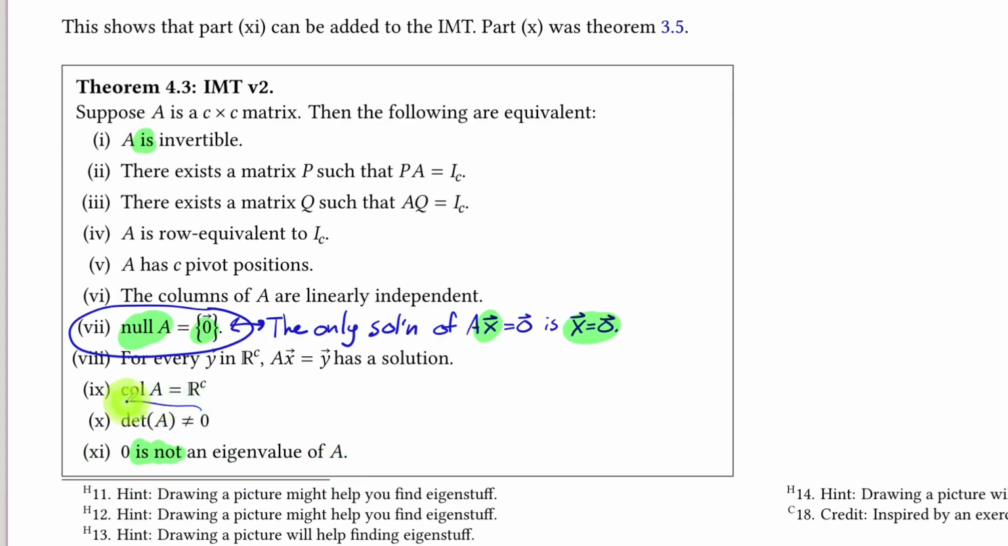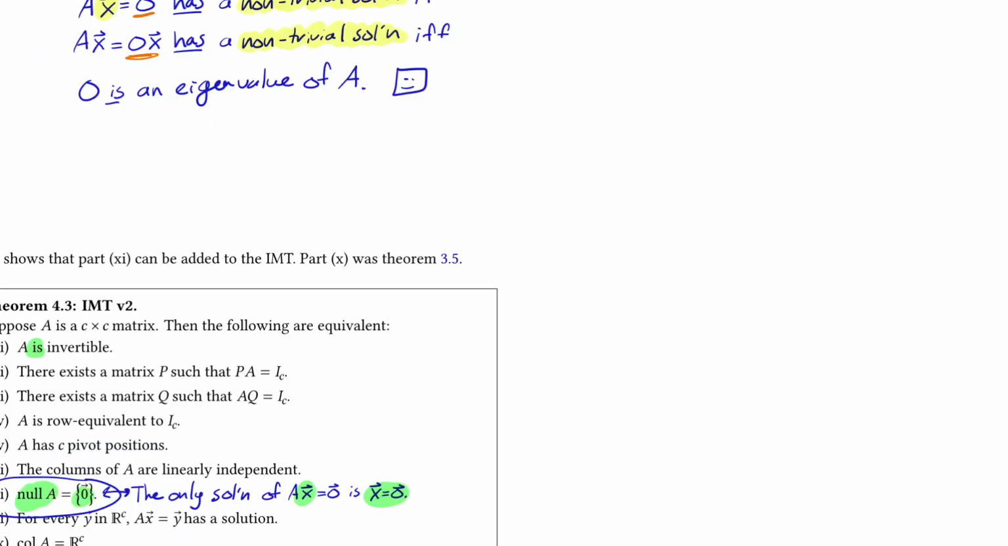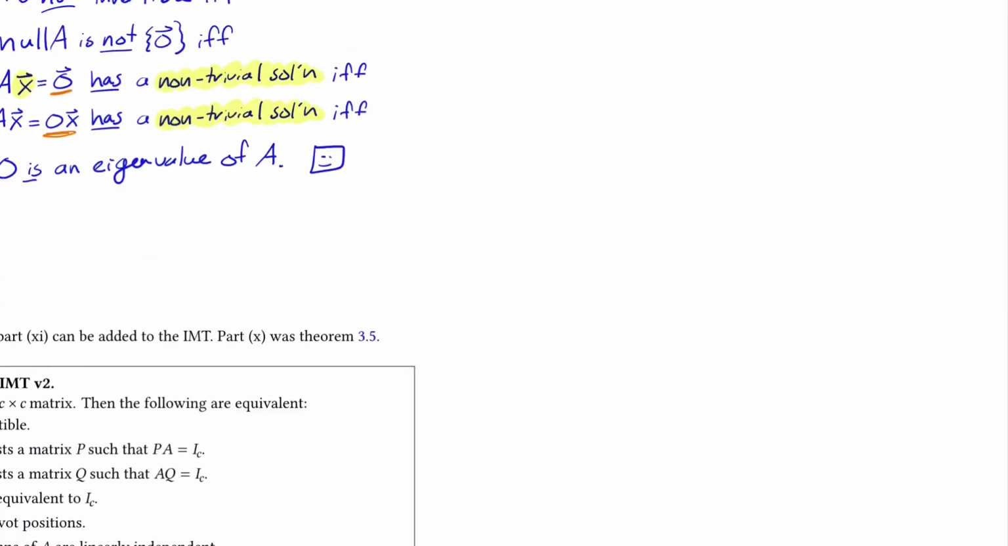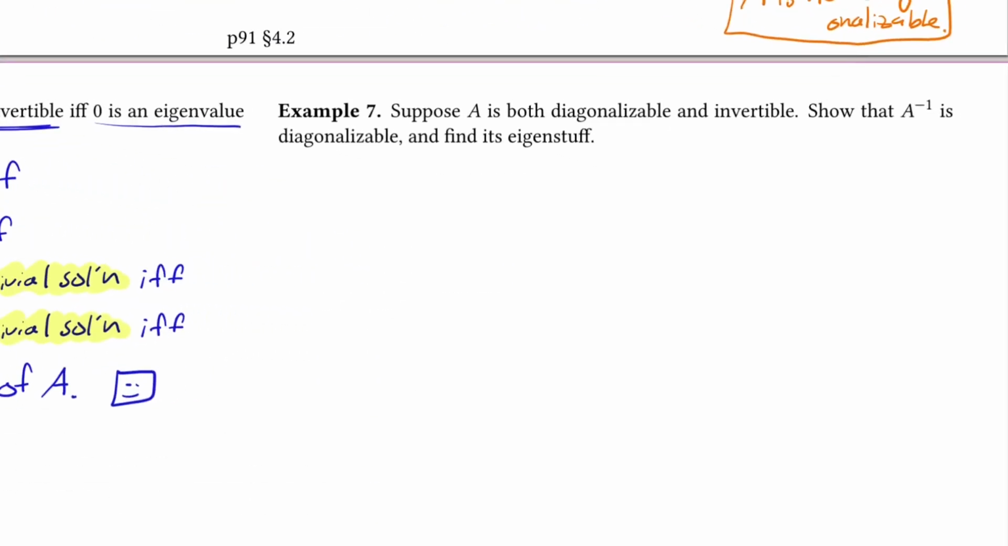And by the way, part 10 came from the chapter about determinants. It was theorem 3.5, but we'll just throw it in here. So we're adding more and more ways we can describe invertible matrices. All right, let's look at example 7.